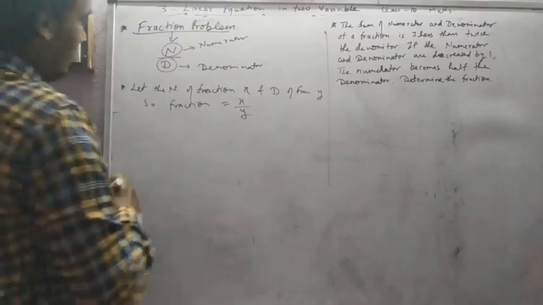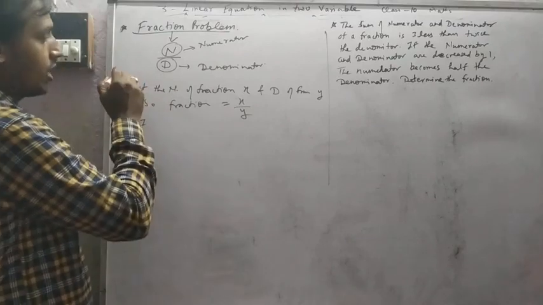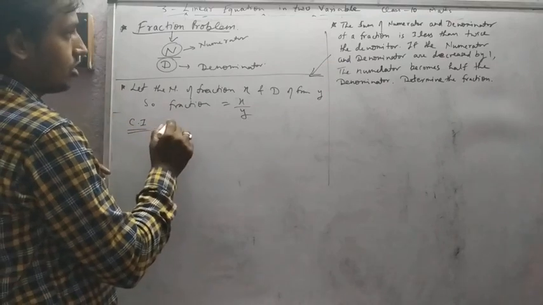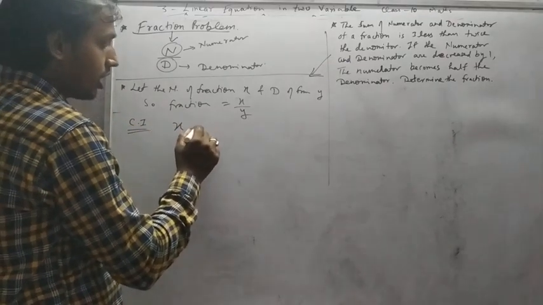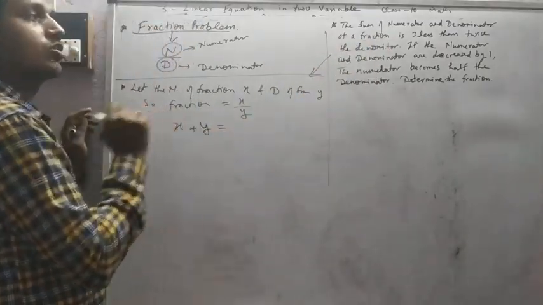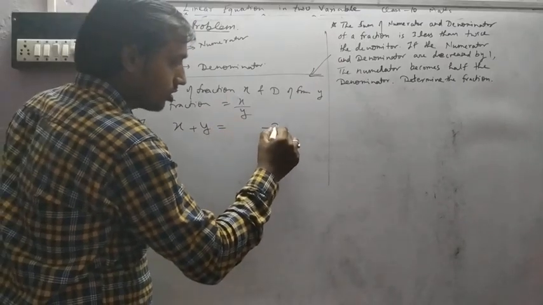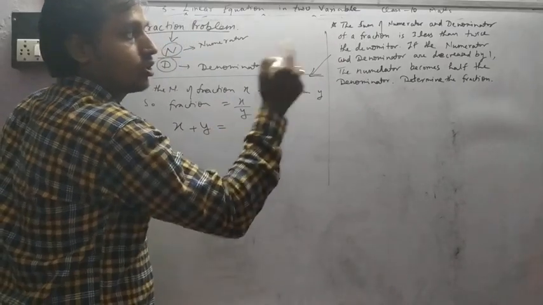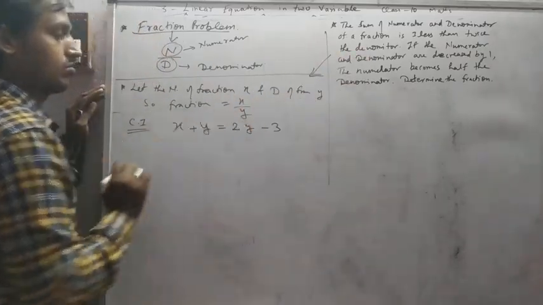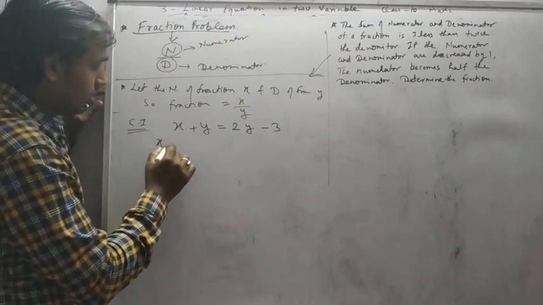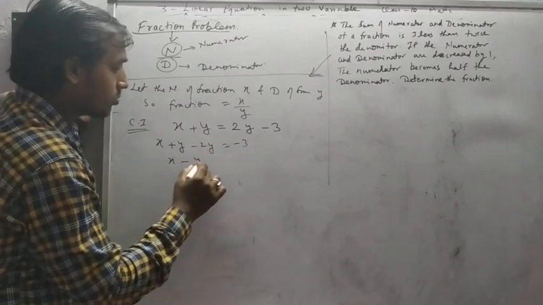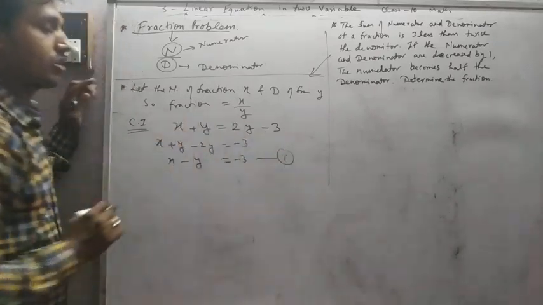First thing, case 1. This line is already written. The sum of the numerator and denominator of the fraction is equal to 3 less than twice the denominator. Denominator means y. Then x plus y equals 2y minus 3. x minus y is equal to minus 3. First equation.